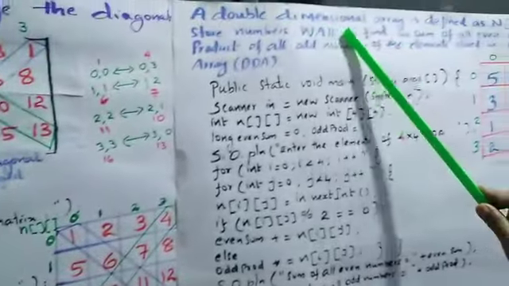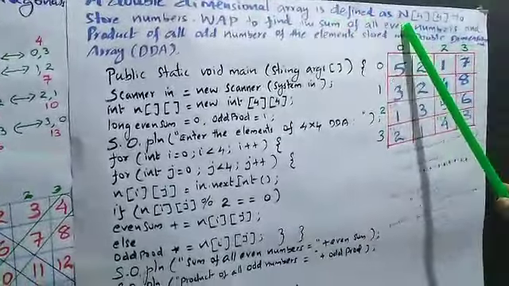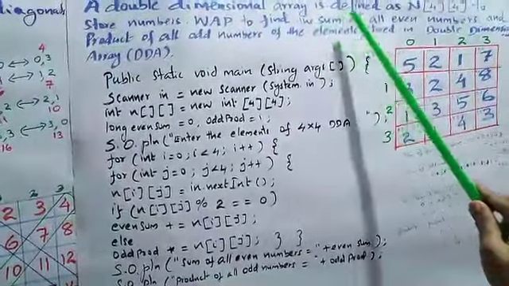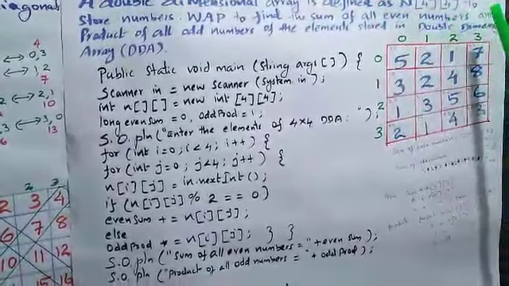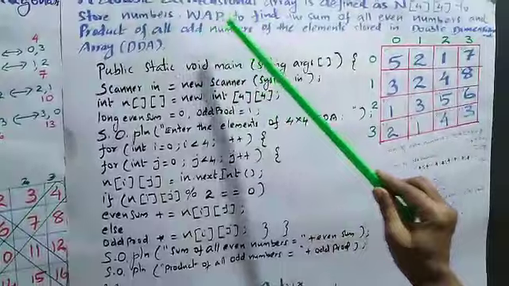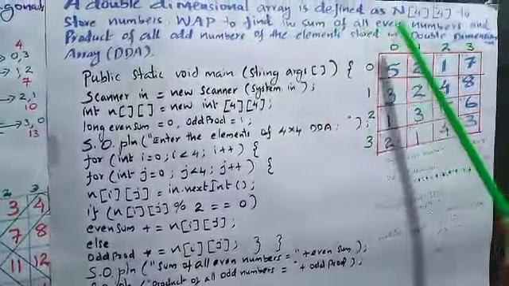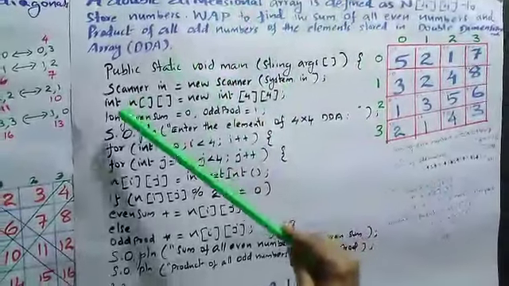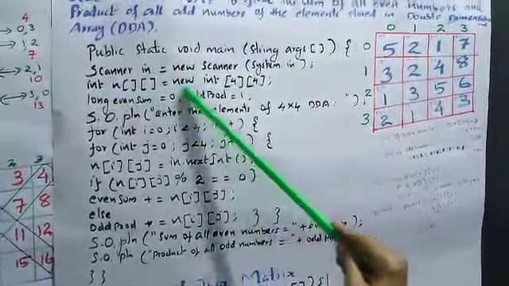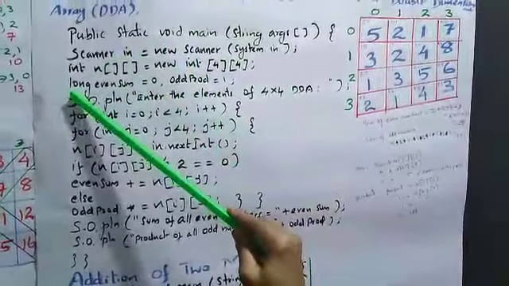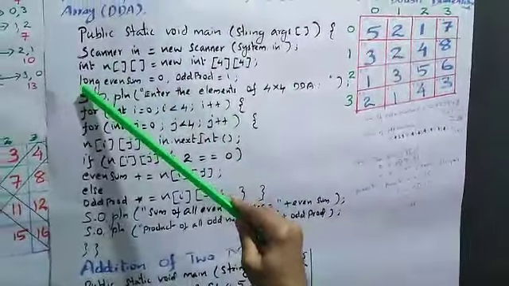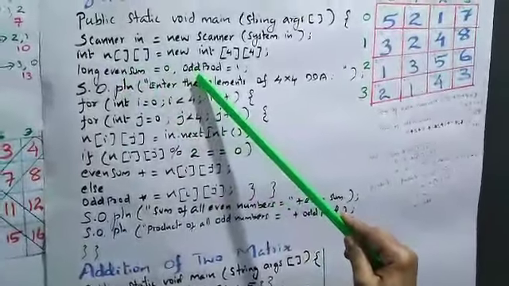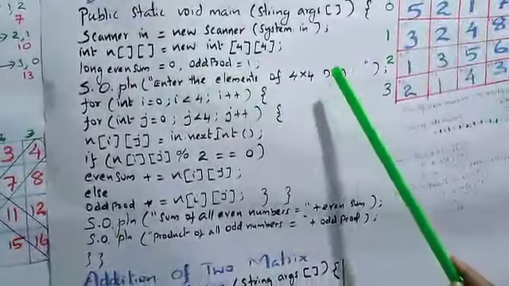A double dimension array is defined as n, 4 by 4, to store numbers. Write a program to find the sum of all even numbers and the product of all odd numbers of the elements stored in the double dimensional array. In the same way, we use the Scanner class and the integer data type for the 4 by 4 array, and the long data type for storing the sum of even numbers and the product. Now you have to enter the elements of the 4 by 4 matrix.